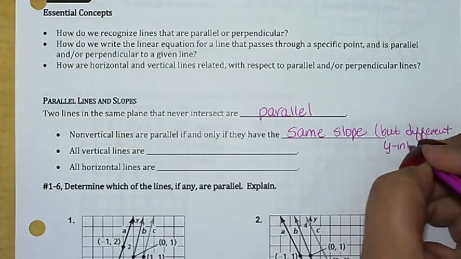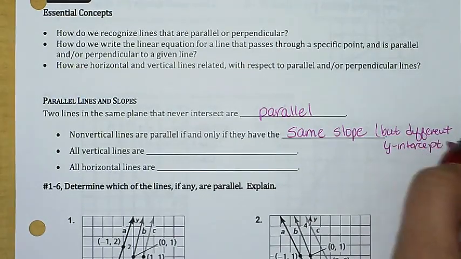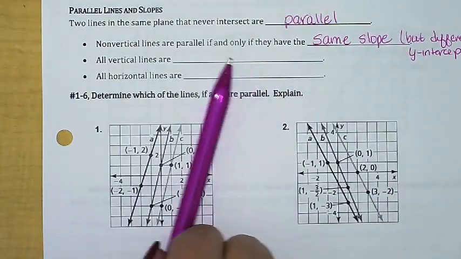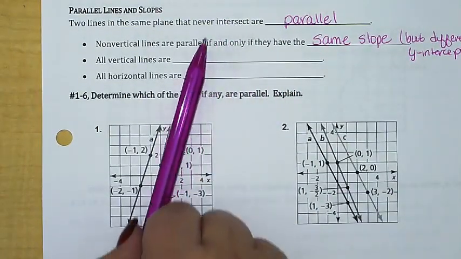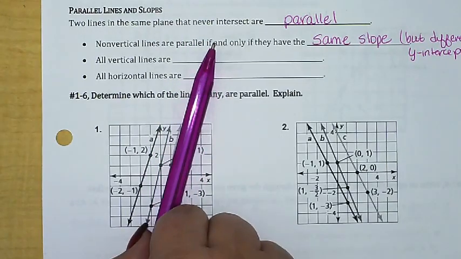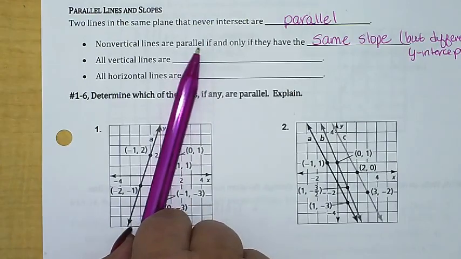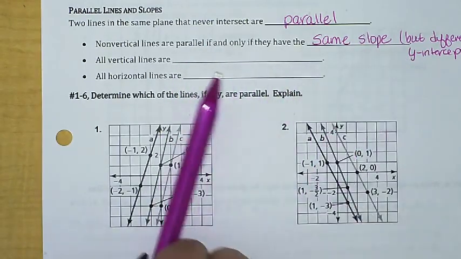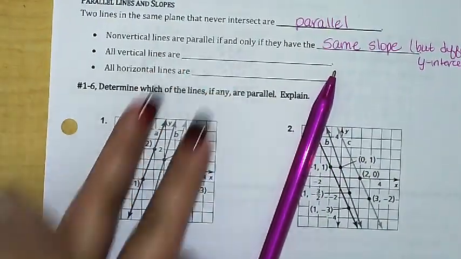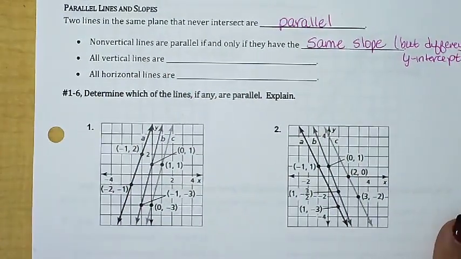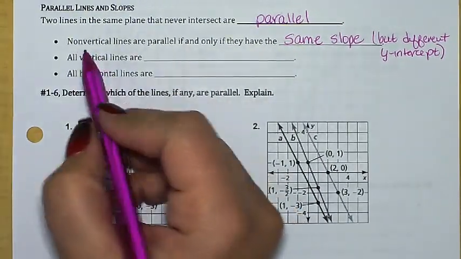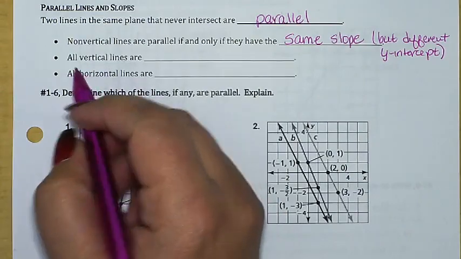Different y-intercepts. So graphically, what that really means, and you have a couple of examples here, right, is that their steepness is exactly the same, but they're located in different places. So the same slope gives us the exact same steepness of the line. The different y-intercepts give us different locations. And so that creates two lines that have exactly the same steepness, and therefore they're never going to intersect each other.